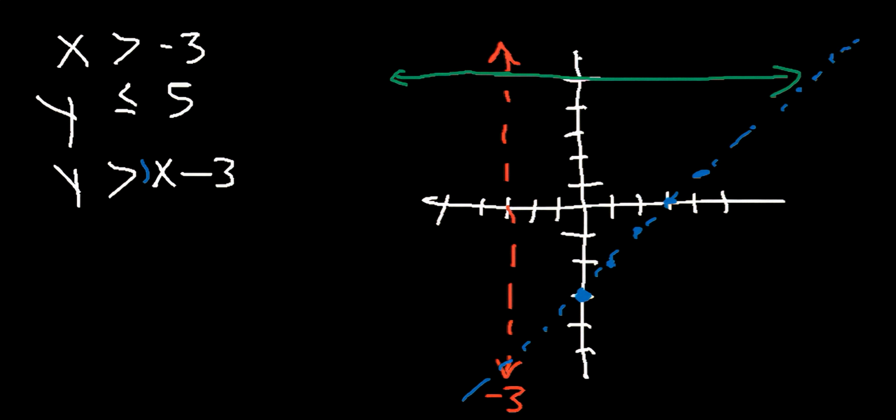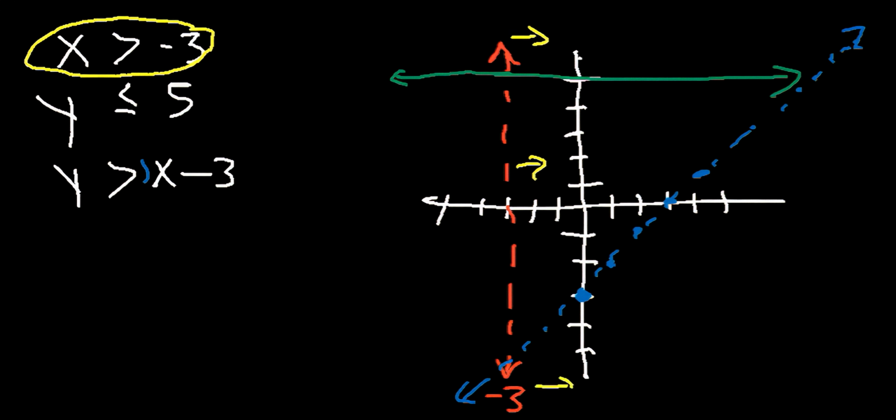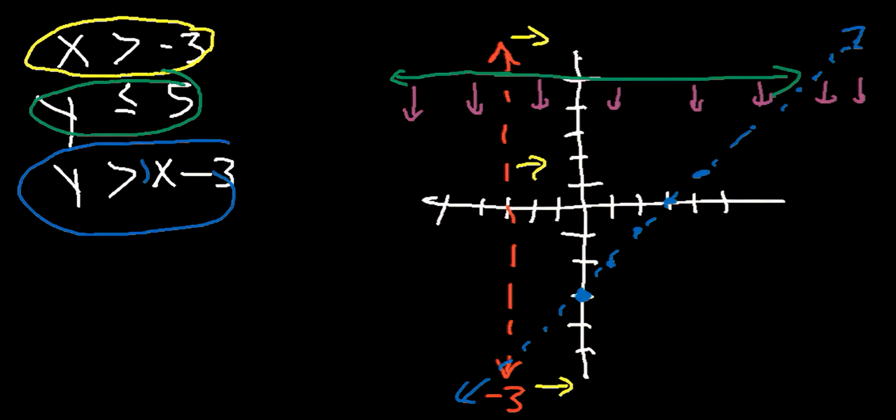Now we need to know where to shade it. So let's look at this first equation. X is greater than -3. It's greater than -3 to the right, anywhere to the right of this line. Now y is less than 5. It's less than 5, below this line, anywhere below this line. And y is also greater than x minus 3. It's greater than x minus 3, above this line.